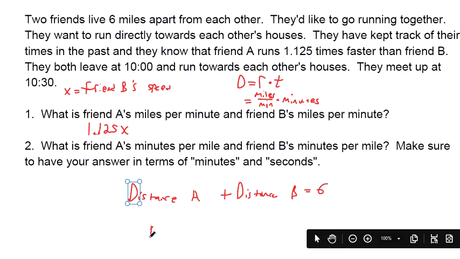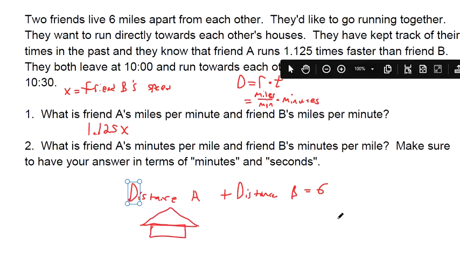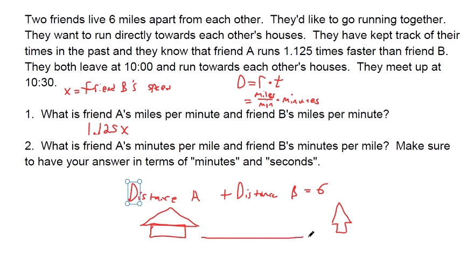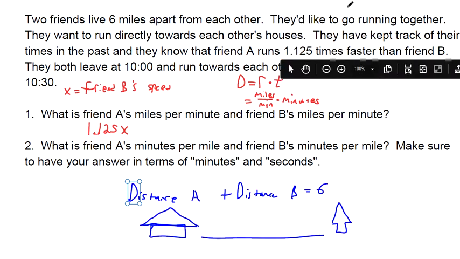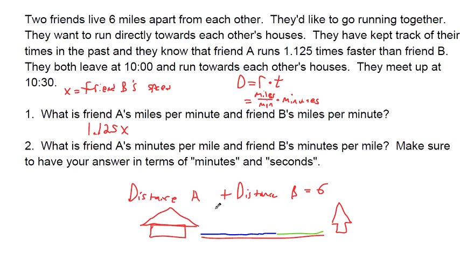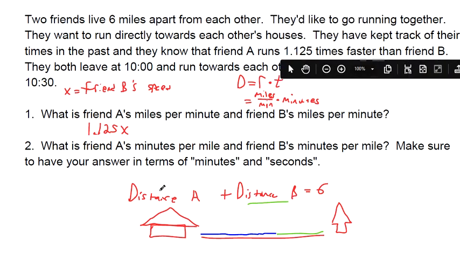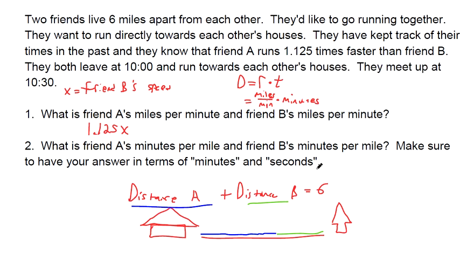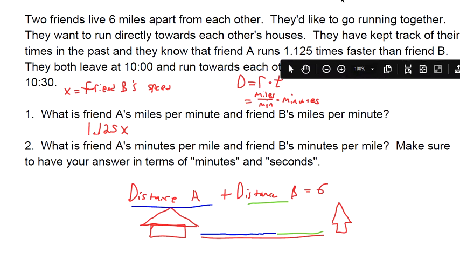So here's their houses. Oh boy, that's a terrible house. Let's see if I can redeem myself. Okay, not much. Looks more like a tree. But here's their houses. If friend A is the blue line, he's a little bit faster, so he should cover more distance. And then friend B is the green line. You should add these two distances, and it should equal 6, right? Distance that friend A travels plus the distance that friend B travels, that should equal 6 miles. So we have an equation to represent distance.